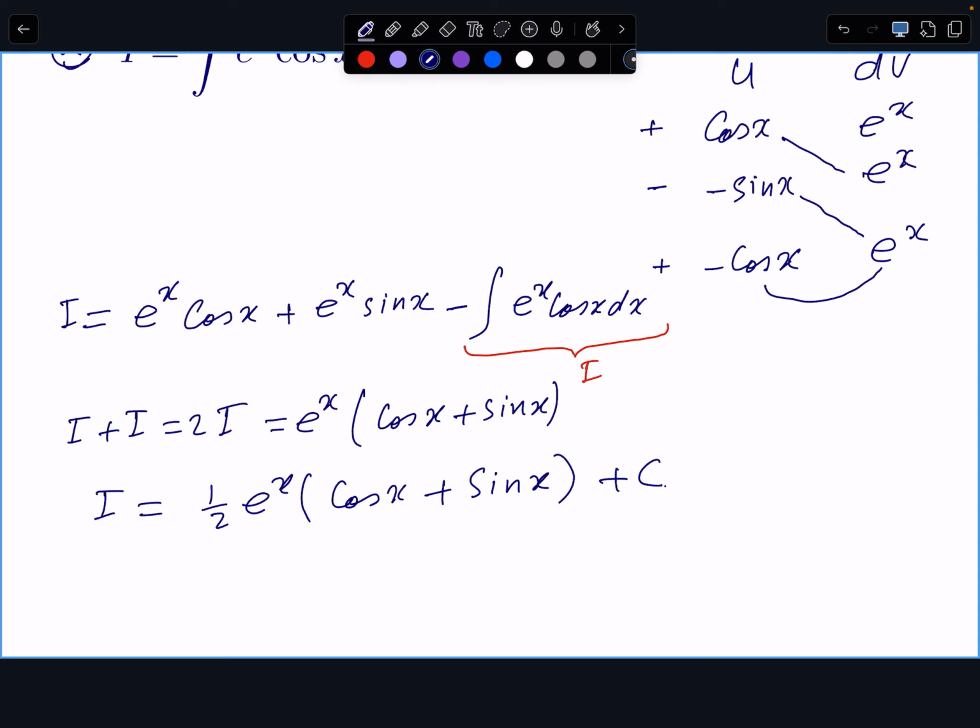Then 2I, because here we have 2I. I plus I. The minus I went to the other side and became I plus I. So it became I plus I, which is 2I. But we're interested in 1I, so we divide by the coefficient of I, which is 2. Okay?